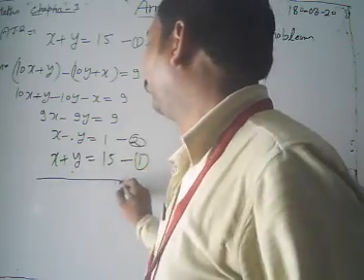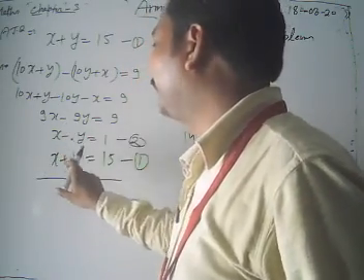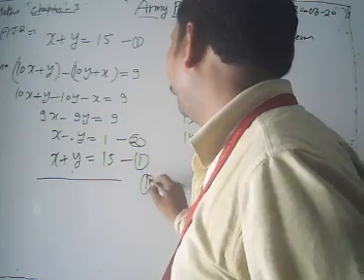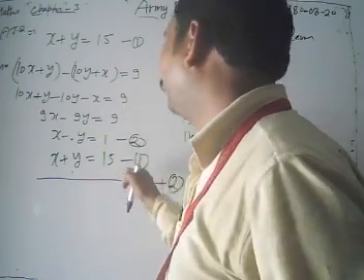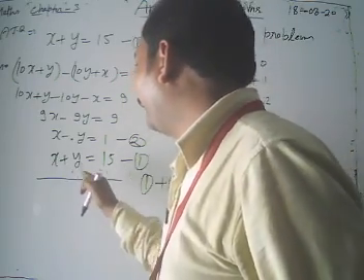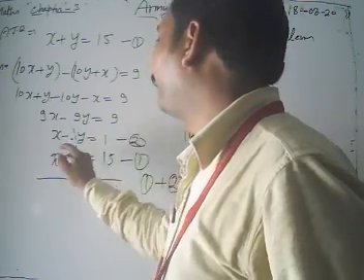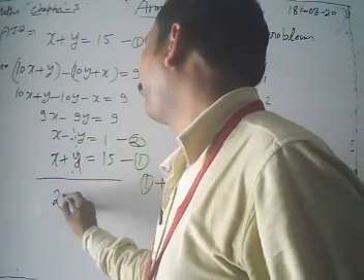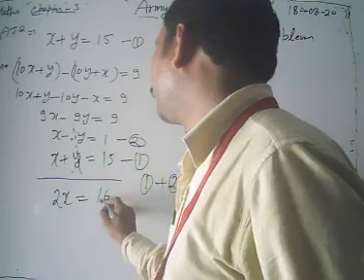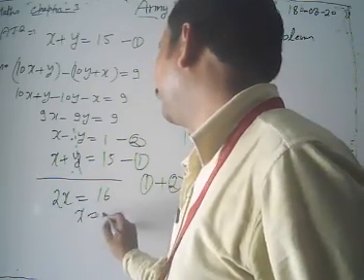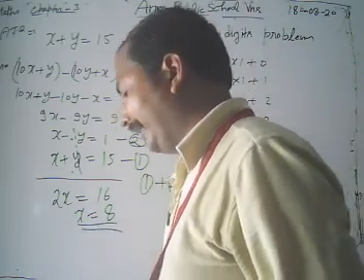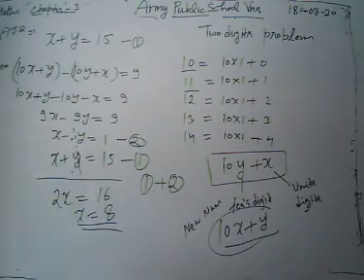Now look, it's easy to eliminate because it's a minus y and plus y. Then we are going to be adding equation 1 and 2. When we add equation 1 and 2, our y is eliminated. Then what we have is x plus x, 2x, equal to 16. Then the value of x is what? It's 8. We get x equal to 8.